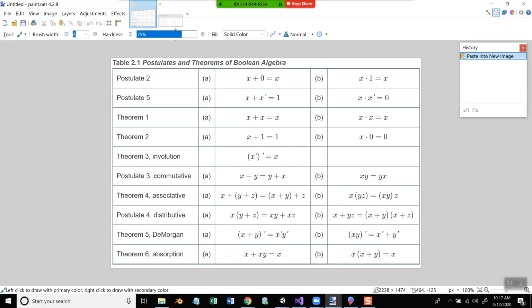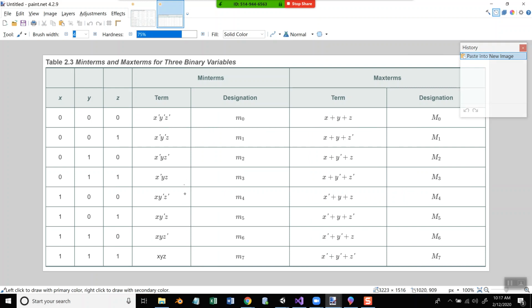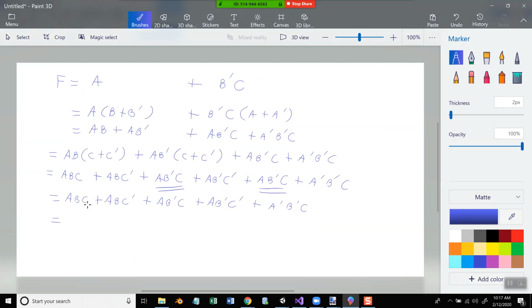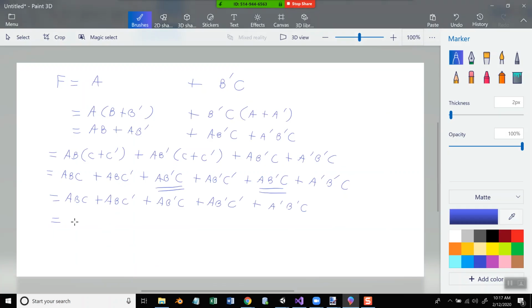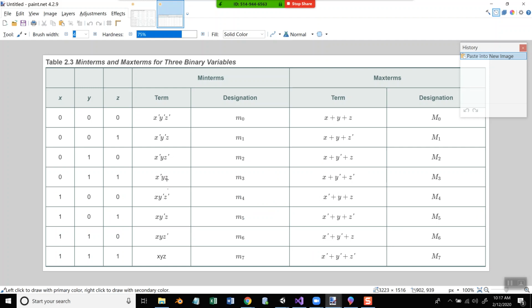Now, we had our table here. This one is ABC. You can think of it as X, Y, Z. So if I come down here and I'm looking for the X, Y, Z, that's this one down here, and that's M sub 7. A, B, C prime, if I put it in terms of X, Y, and Z, that's X, Y, Z prime. X, Y, Z prime is right here, that's M sub 6.